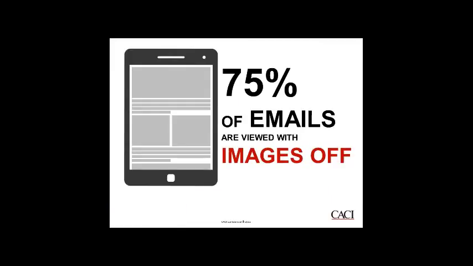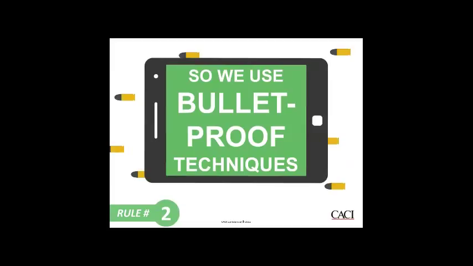75% of the client emails that we send out, in a UK average, are viewed with images off. Now this might be because the device they're using, such as Outlook, doesn't download images automatically, or it might be because the device or browser they're using, such as the native app on an iPhone, which downloads images automatically, is out of signal. So the bulk of emails are being viewed with images off. So we use what we call bulletproof techniques. It's ensuring that all content is visible within the HTML code of the email and that we're not reliant on images. That's rule number two, bulletproof code.